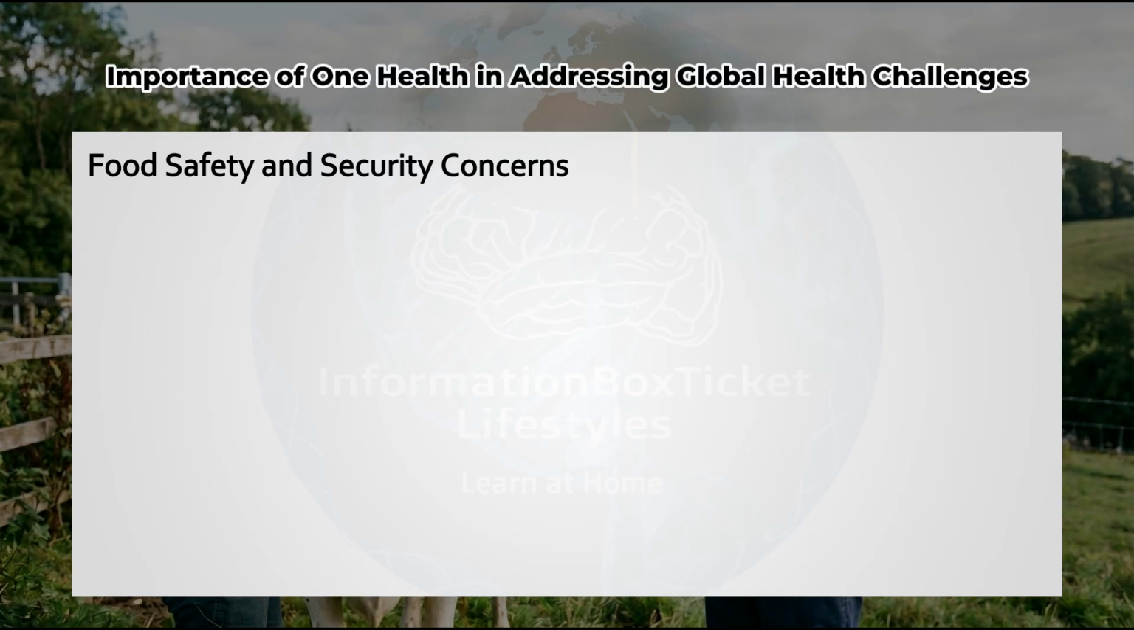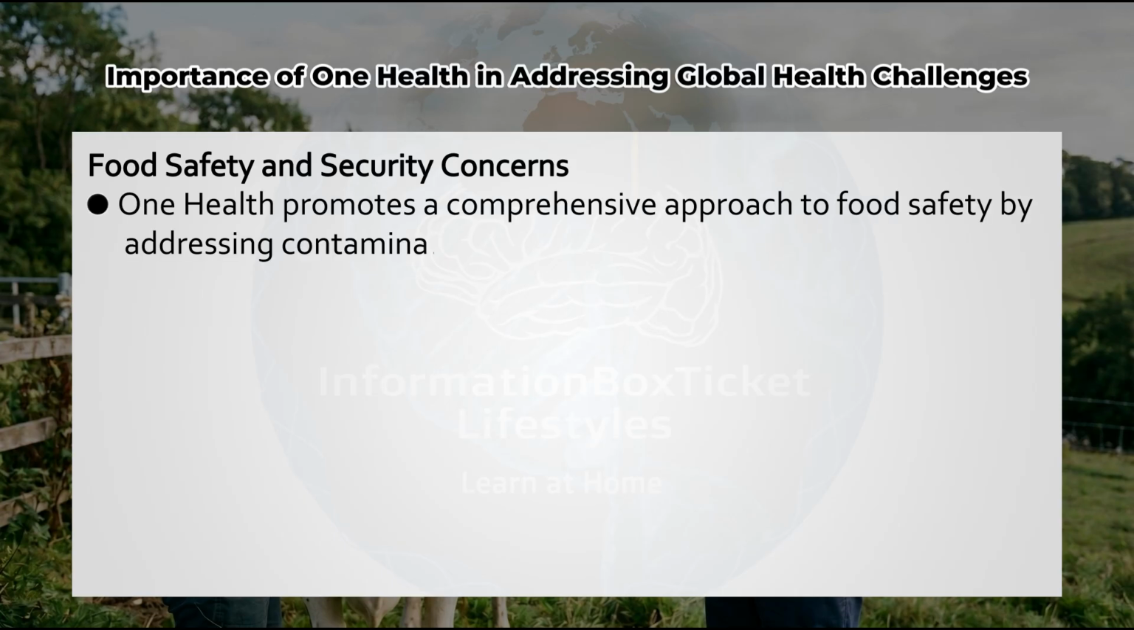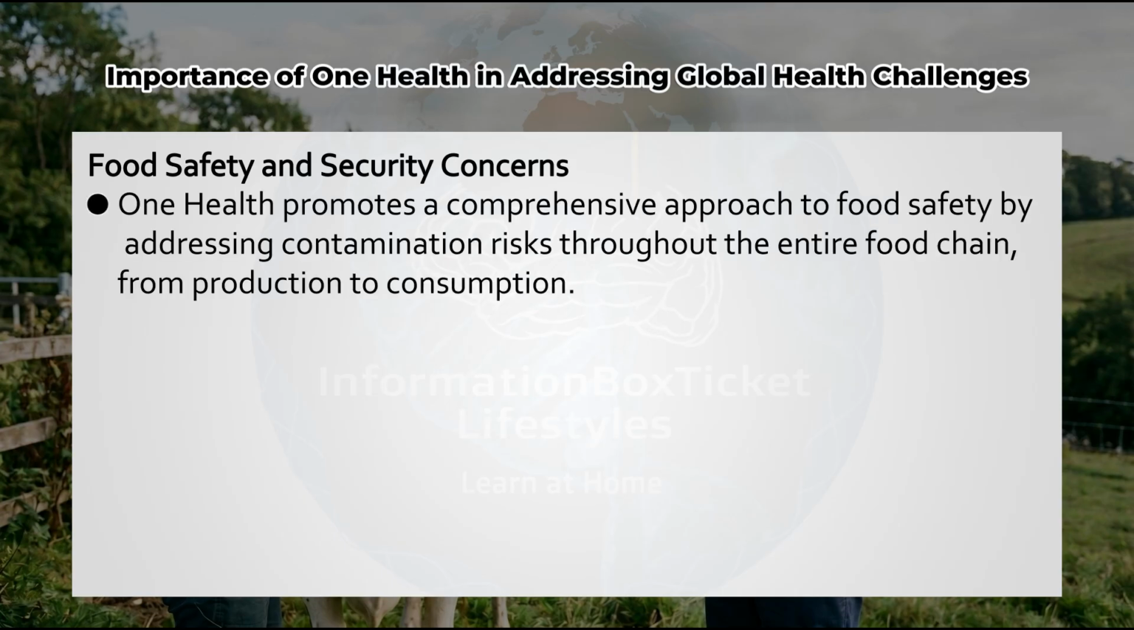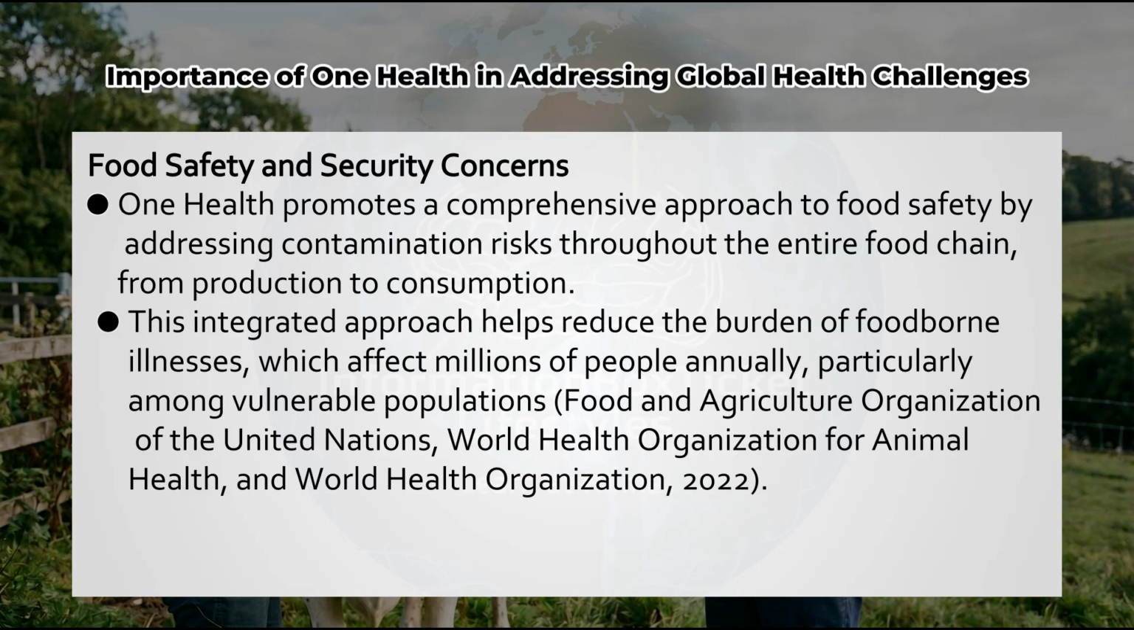Food safety and security concerns. One Health promotes a comprehensive approach to food safety by addressing contamination risks throughout the entire food chain, from production to consumption. This integrated approach helps reduce the burden of foodborne illnesses, which affect millions of people annually, particularly among vulnerable populations.